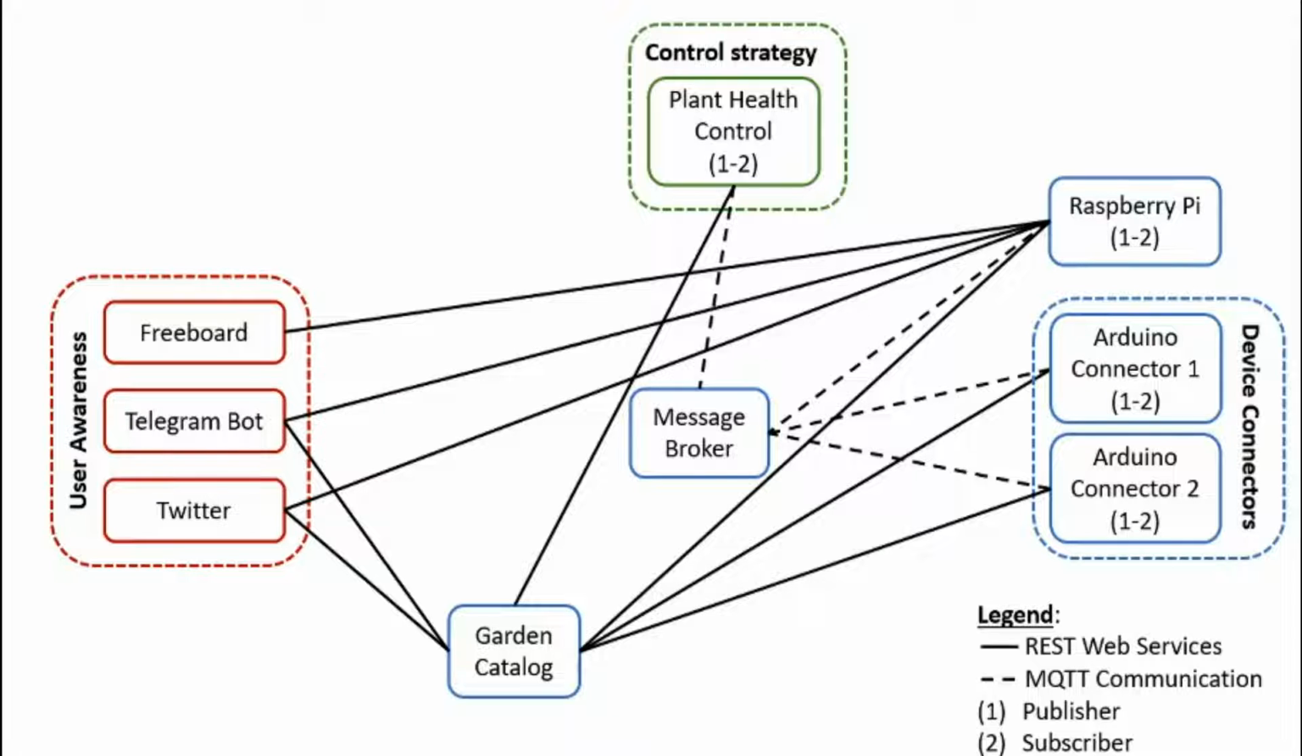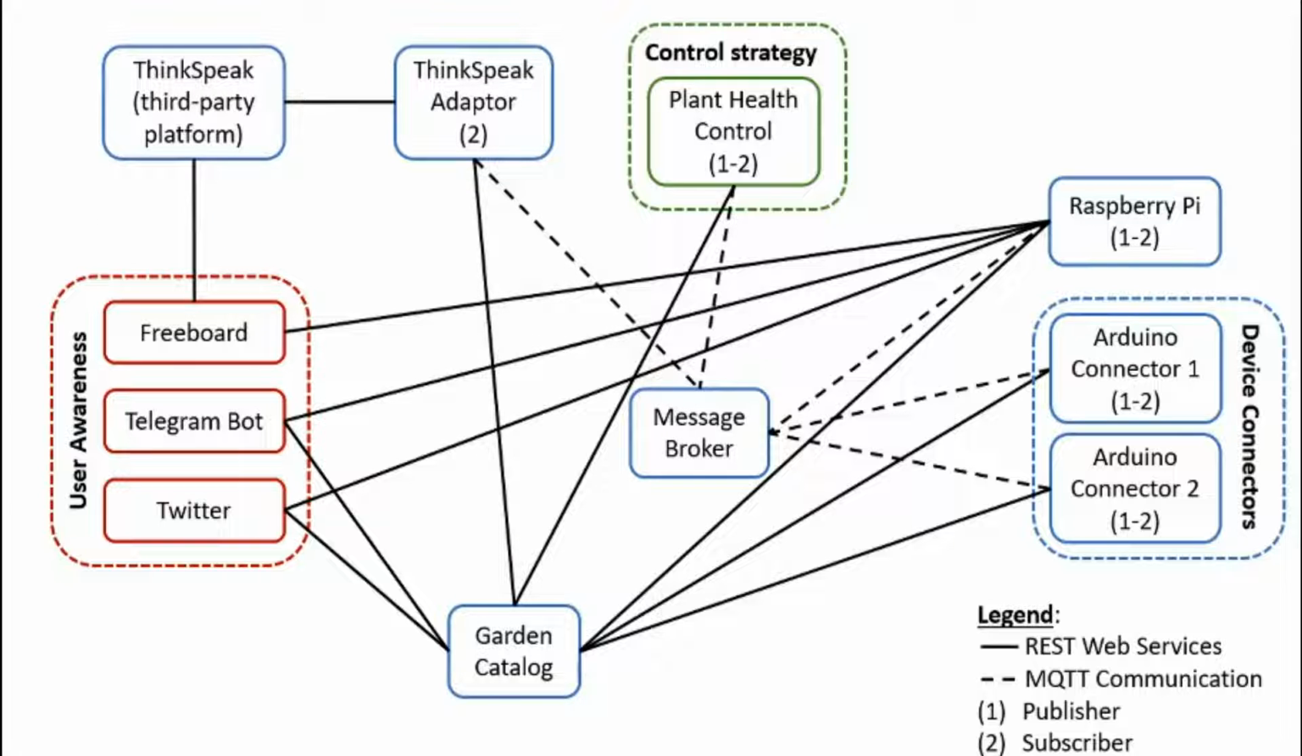In fact, the system includes also a Twitter bot. Every 6 hours, it retrieves from the plant health control the most recent values of temperature and humidity for each plant registered, evaluates them, and publishes a tweet to make the world know how they feel.